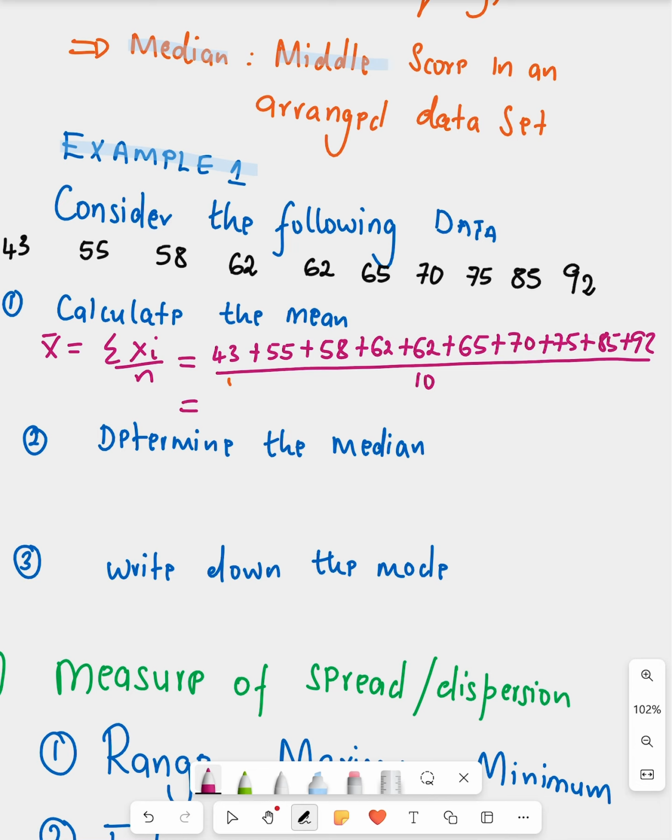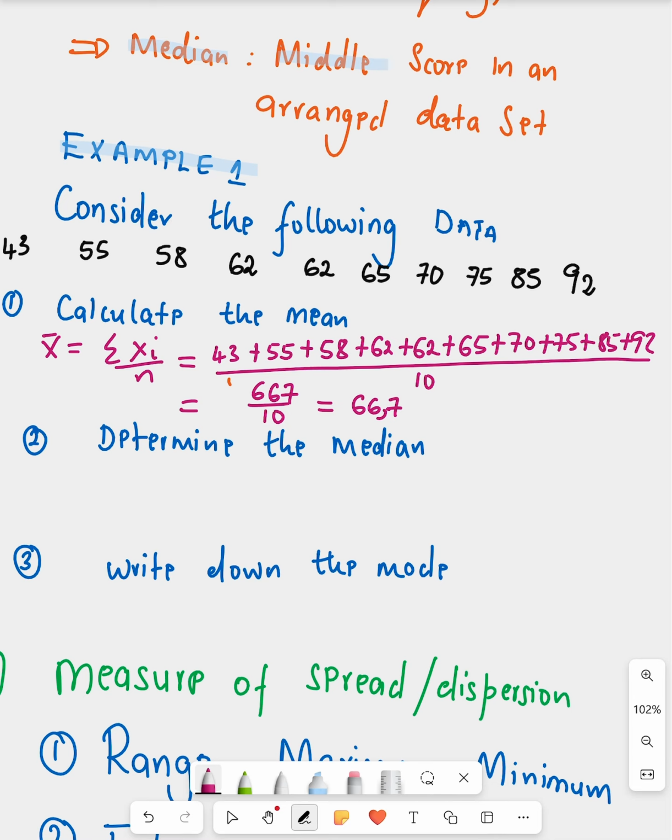Now our numerator will give us 667. So we have 667 divided by 10, which results in 66,7. So 66,7 is your mean. Sometimes in the exam it is called average.